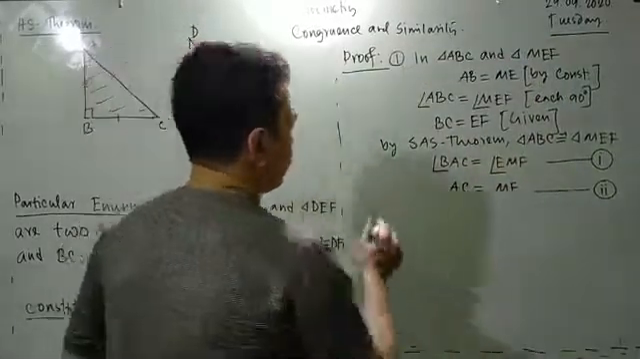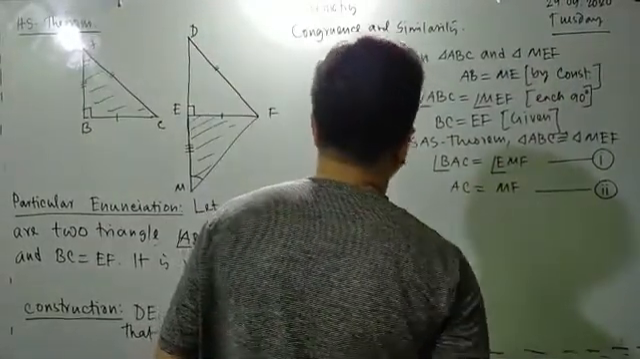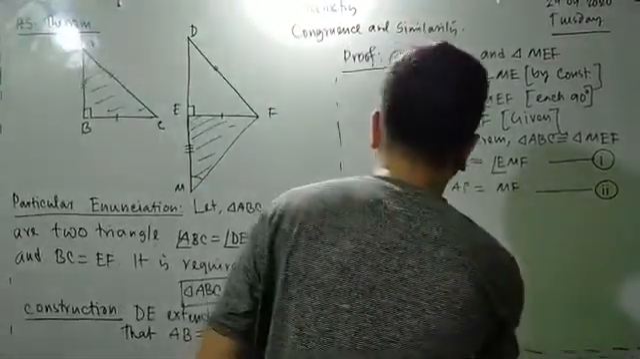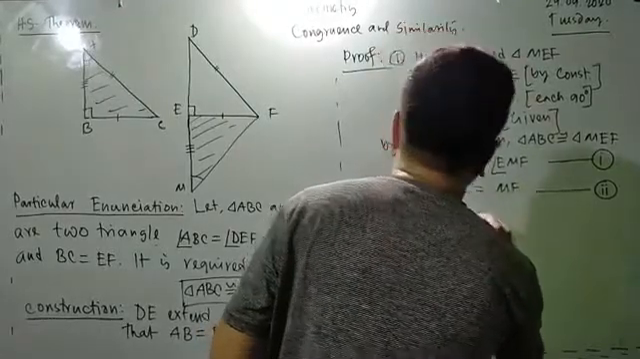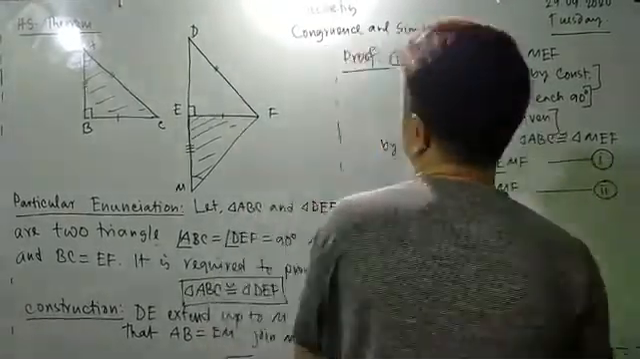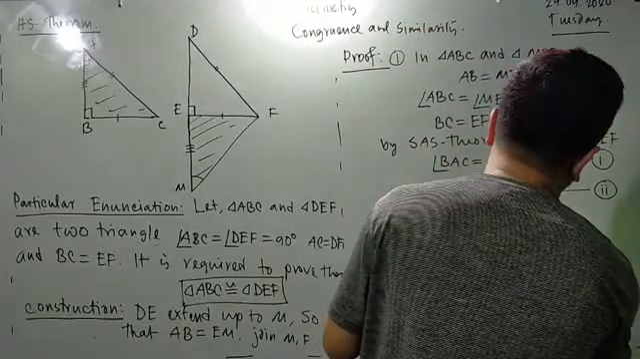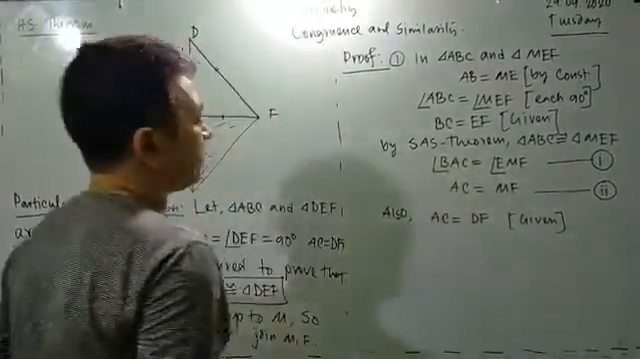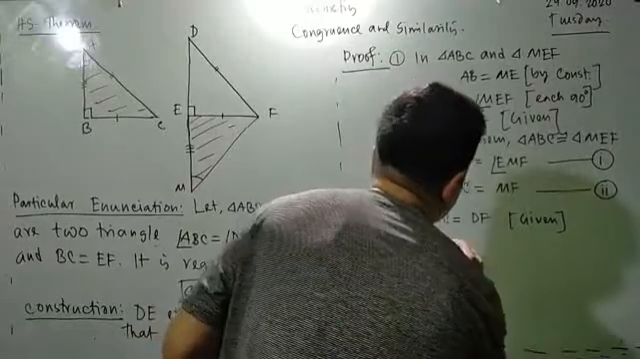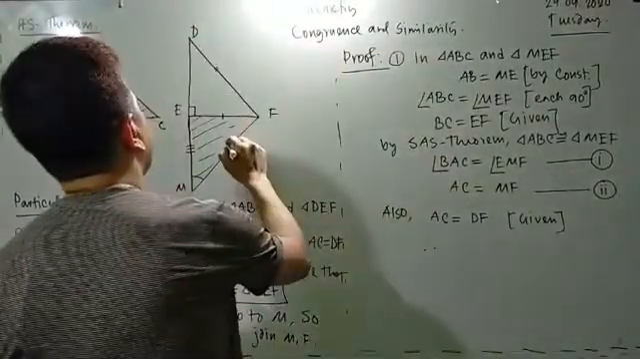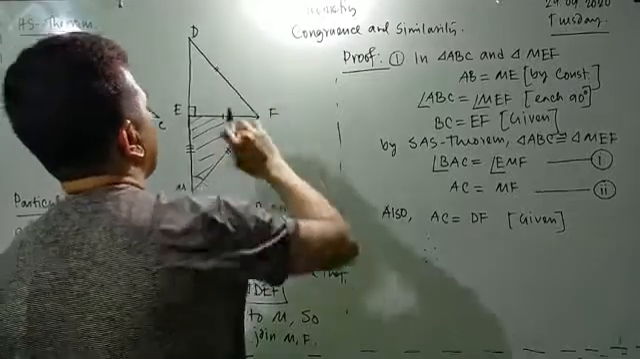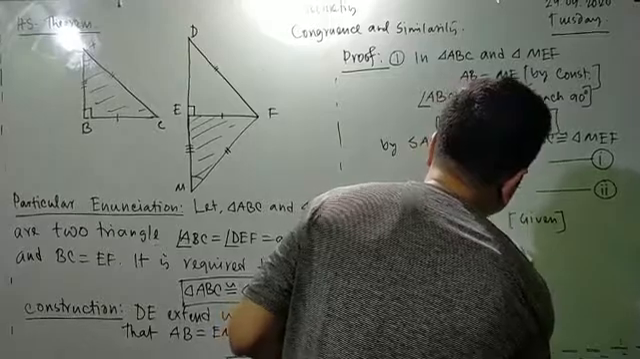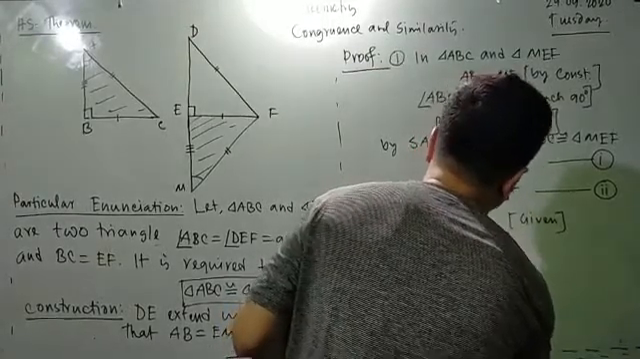Okay. Also, we know that already it's given in the question, AC equals DF. Where do we get it from? It's given in the question. Given. So look at that, AC equals MF and AC equals DF. So we can say MF equals this side equals this one, also equal to this one. Okay, so we can say MF equals DF.